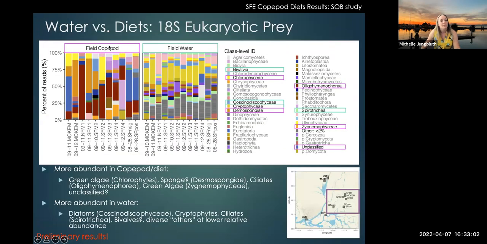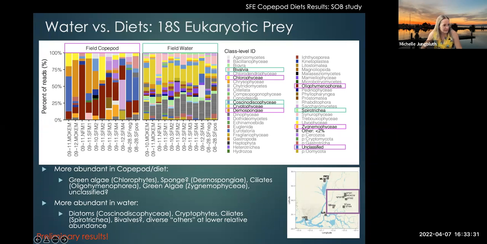When looking at the actual diversity in these samples, first I'll show the 18S eukaryotic prey. On the left are the field copepod samples colored by a class level of ID. And I've sort of highlighted over here the ones that could be found across a majority of samples within a category. So the things that were more abundant in the copepod diets, and this is only the Sand Baseline study, just to sort of narrow it down, because there's a lot to look at in general.